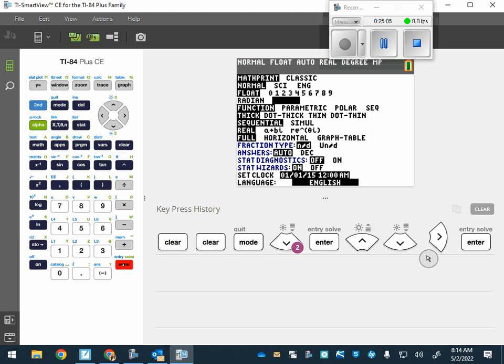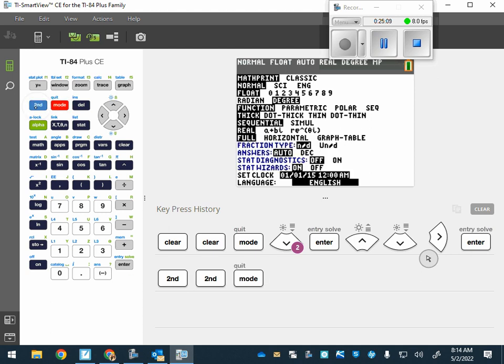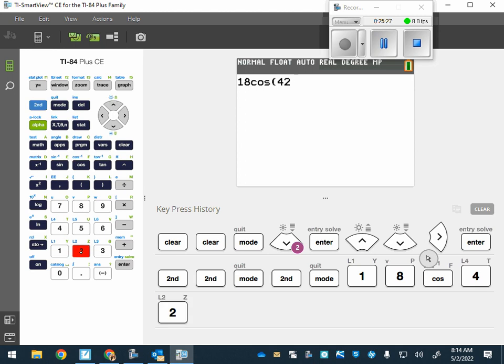Okay? So then we do second quit, right? So we're in degree mode right now. Okay? So now we're just going to enter exactly what we just did. 18 cosine, here's sine, cosine, and tangent right above cosine of 42. Press enter.